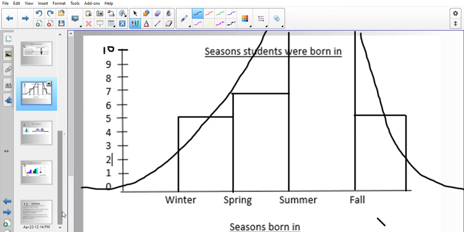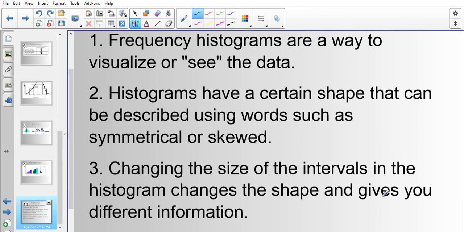So that's it for today. Changing the size of the intervals in the histogram changes the shape and gives you different information.